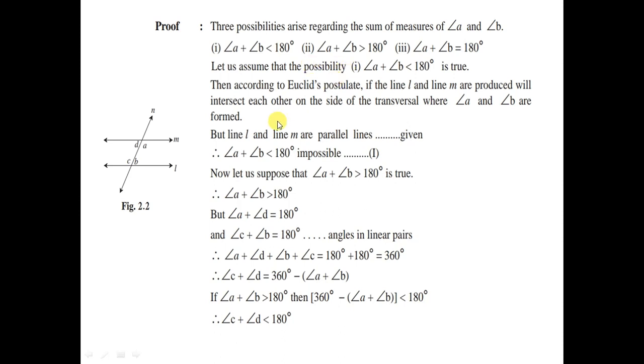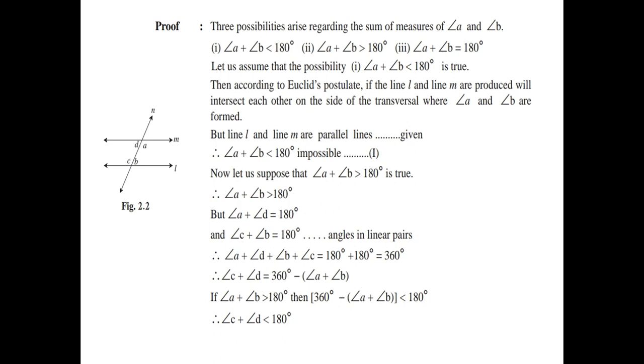But line L and line M are parallel lines, correct? That's given to us. Therefore, angle A plus angle B less than 180 degrees is impossible. That means if they are intersecting, then they will no longer be parallel lines. But we have already mentioned that they are parallel lines. So we cannot say that angle A plus angle B is less than 180 degrees is true.